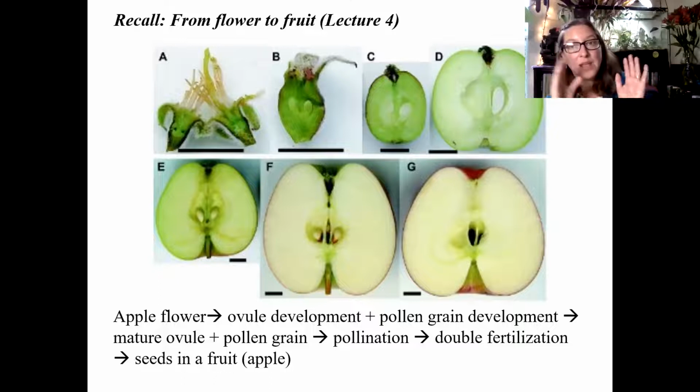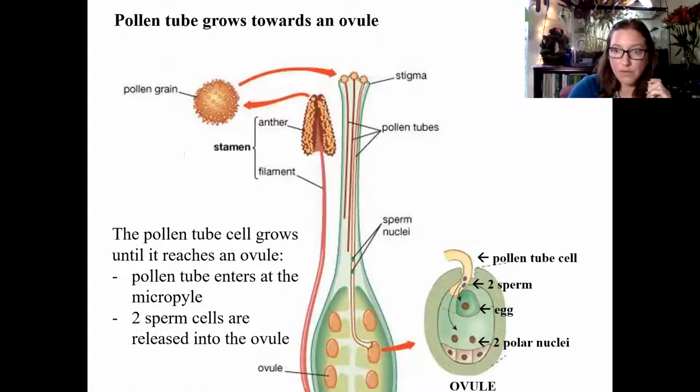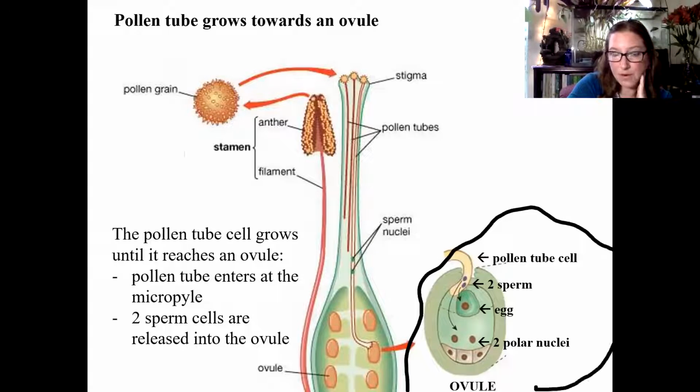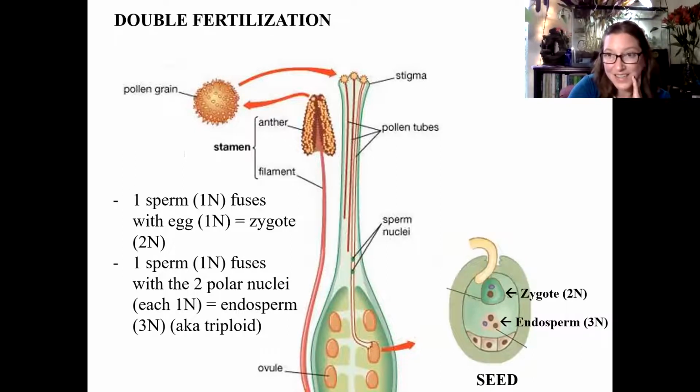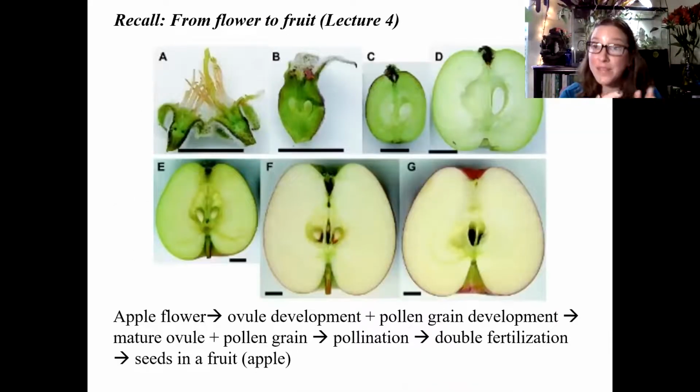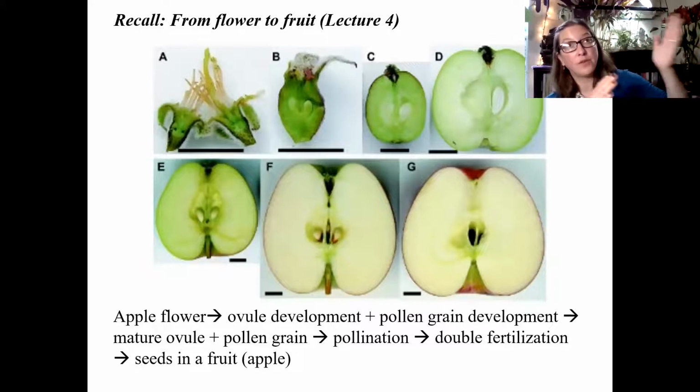So that's how we get from, oh, and in case I didn't make it clear enough, look at the bottom here. This is an ovule, right? We still have egg inside, so it's an ovule. Once double fertilization occurs, look, from an ovule to a what? To a seed. So once you have a 2N zygote and a 3N endosperm, it's no longer an ovule, it's a seed. And so that's how we get from an ovule to a seed.